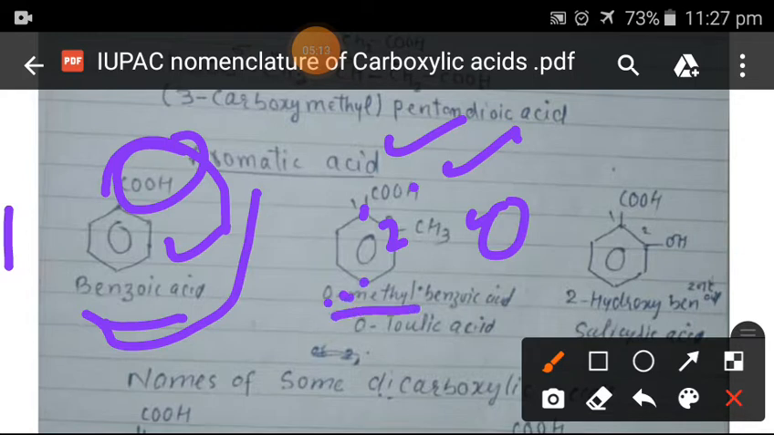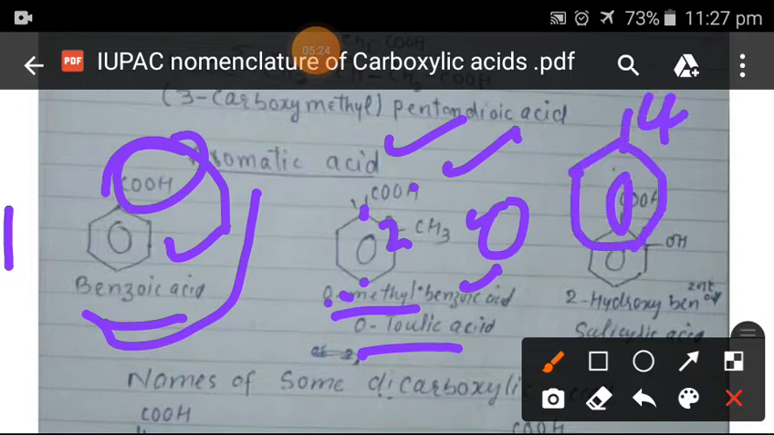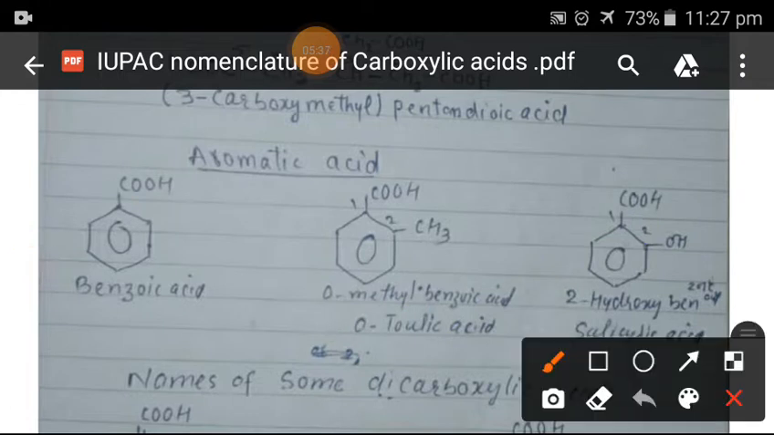So ortho-methyl benzoic acid, or 2-methyl benzoic acid, is also named ortho-toluic acid, because this is actually toluene. When only CH3 is attached to this, it is toluene; when some other group is attached at ortho to this methyl, then it is named as ortho-toluic acid. Clear?